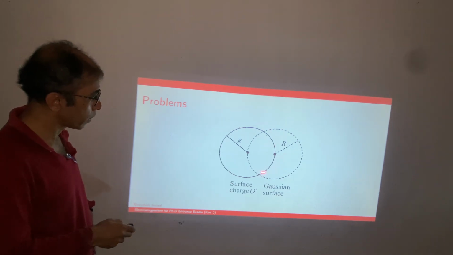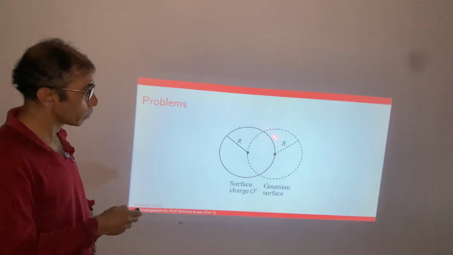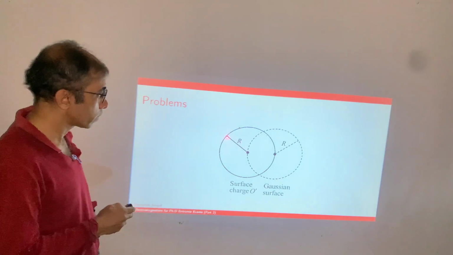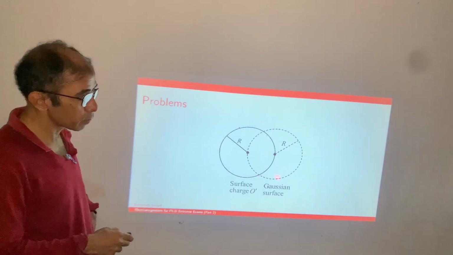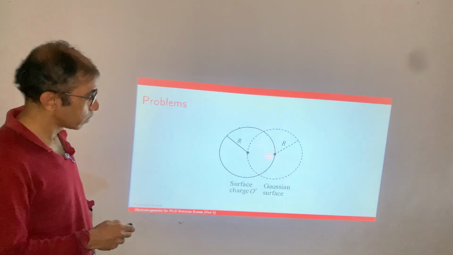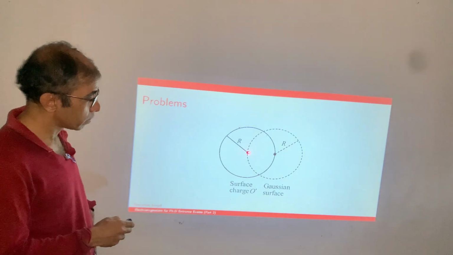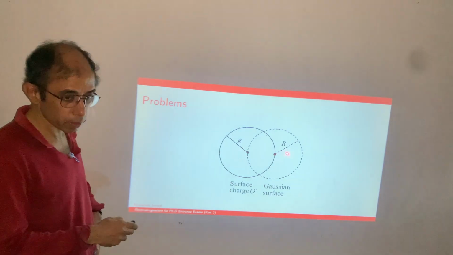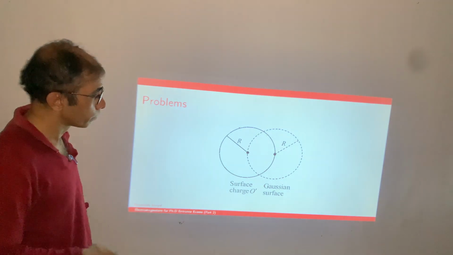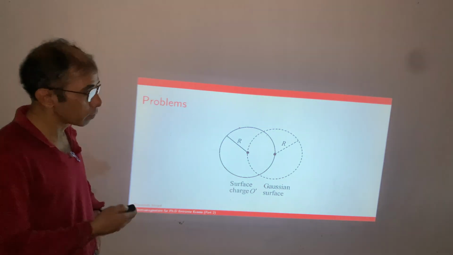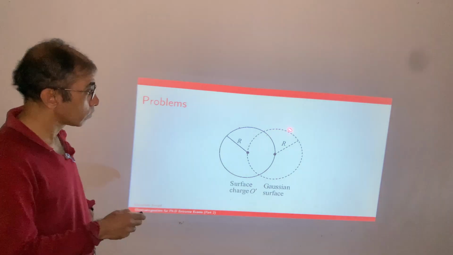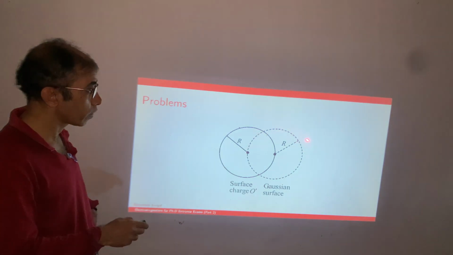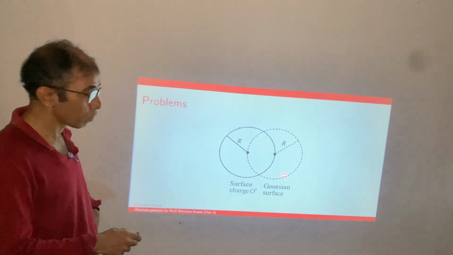So this is my spherical shell having a uniform charge density sigma. It has a radius R. And we construct an imaginary surface, a Gaussian surface, such that the distance between the centers is also capital R. Now the problem we have to find out is the electric flux through this Gaussian surface.